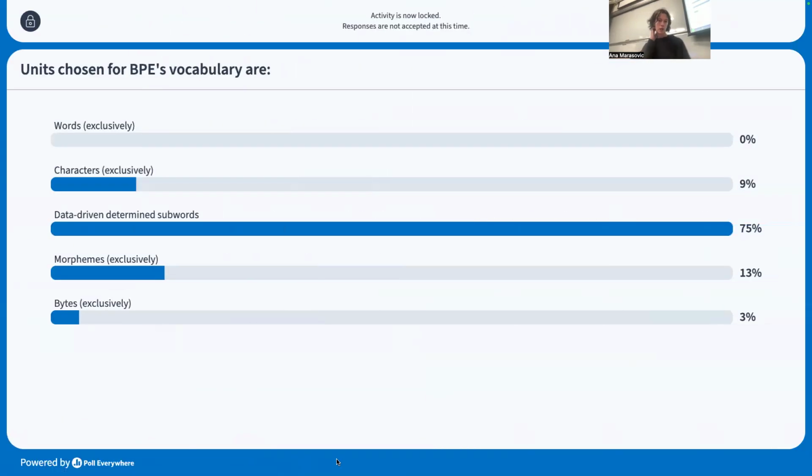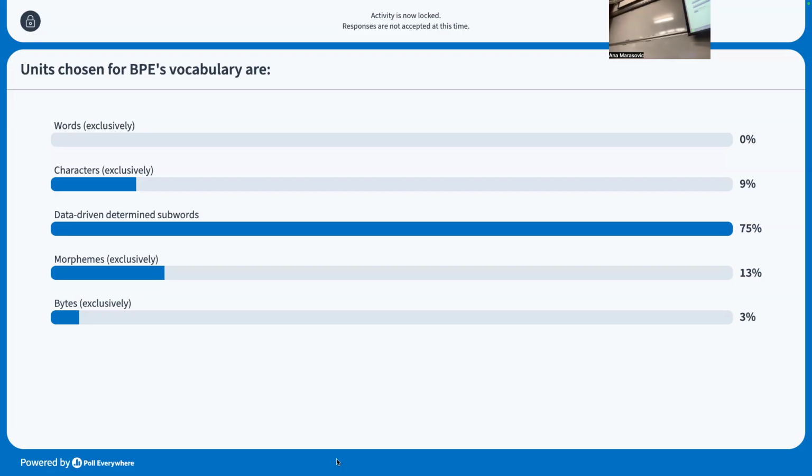Okay. So the first question was, how are units that we're going to place in the vocabulary of BPE chosen? And I gave you different options. The most chosen option here is that this is going to be decided in a data-driven way, and these units are going to be subwords. So this can be characters, morphemes, words, or something in between, right? They do not need to be linguistically motivated if it turns out that that subword is the most common merge that we need to do in a given step.